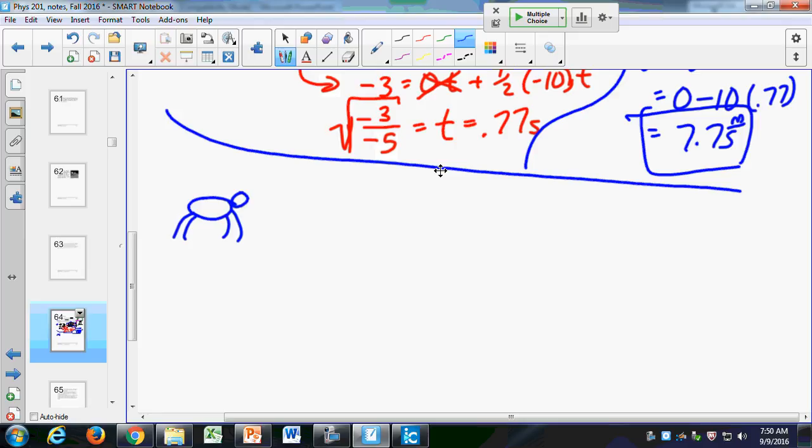And so when he lands, he bends his limbs, and that causes him to decelerate before he actually hits the ground. So he absorbs that impact into his limbs. And it says that it stops over a distance of 2 centimeters.